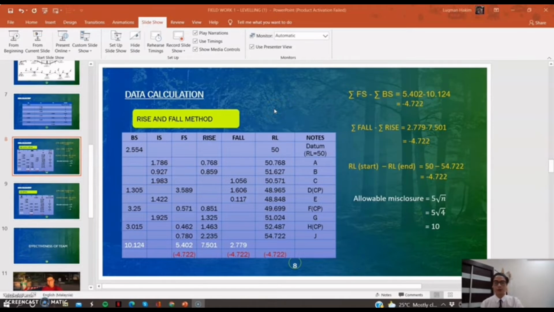So how are we going to determine the values in the rise and fall columns? It is very simple. The first thing you need to do is take this first backside value, which is 2.554, and minus 1.786, and then you will get the answer 0.768. Here's the thing you need to remember when you are doing the rise and fall method. When you press the calculator, if you get the answer in a positive value, you have to put the value in the rise column.